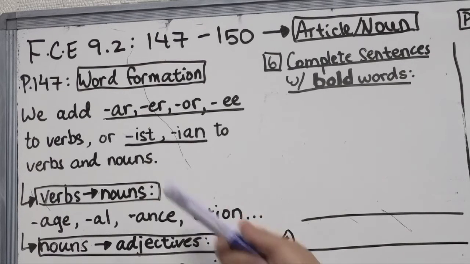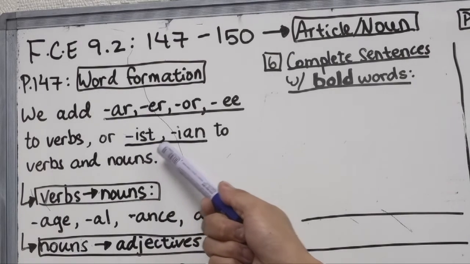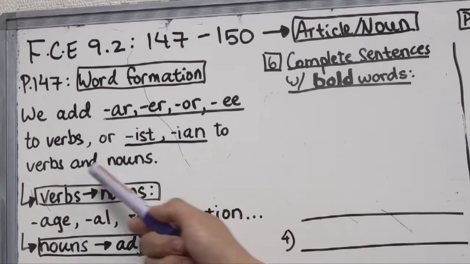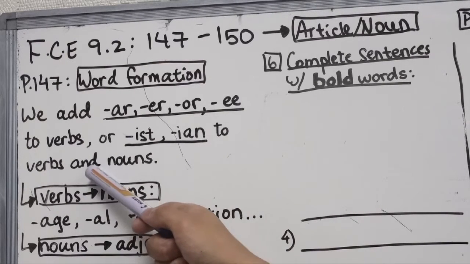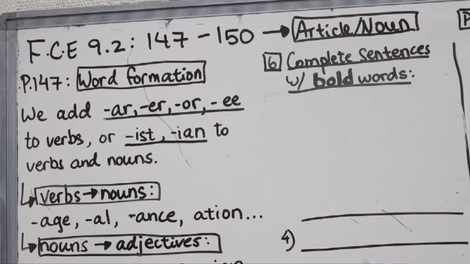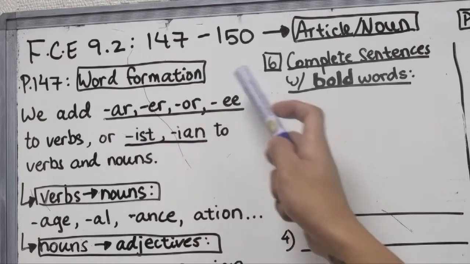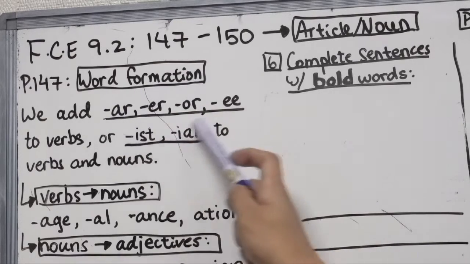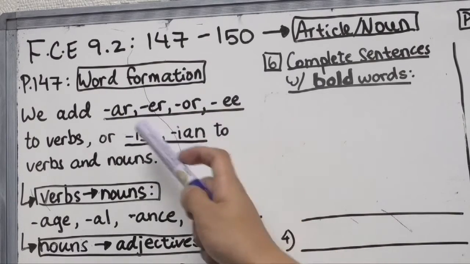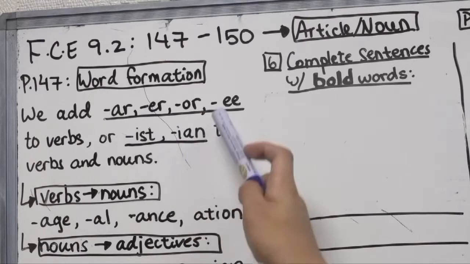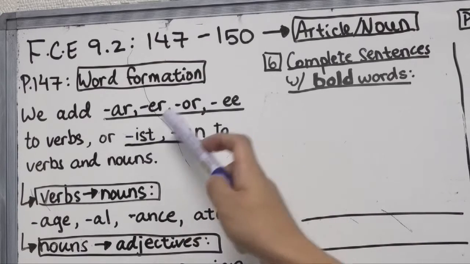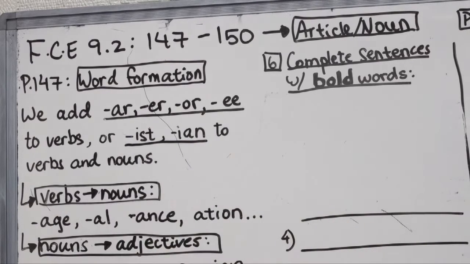And then we have IST, and then IAN, to attach at the end of verbs and nouns. So AR, ER, OR, and double E are exclusive to verbs. As for IST and IAN, they are for both verbs and nouns. Alright, so let's try to look at the words.